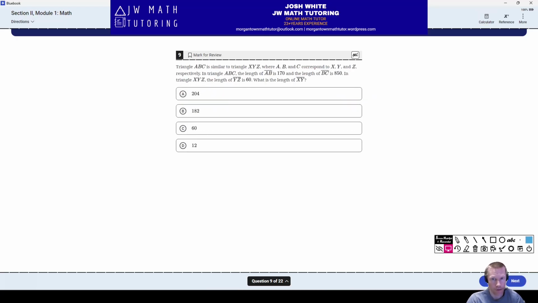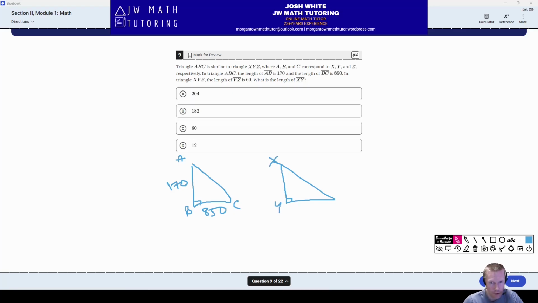Next up, question number 9. Here we have two similar triangles. So if you draw a picture with both of these triangles, okay, so here is A, B, and C. Okay, I labeled triangles like this. BC is 850. And we have X, Y, Z. Just make sure they're in the correct order. Yep, A to X, B to Y, C to Z. Okay. YZ is 60. So, what is the length of XY?